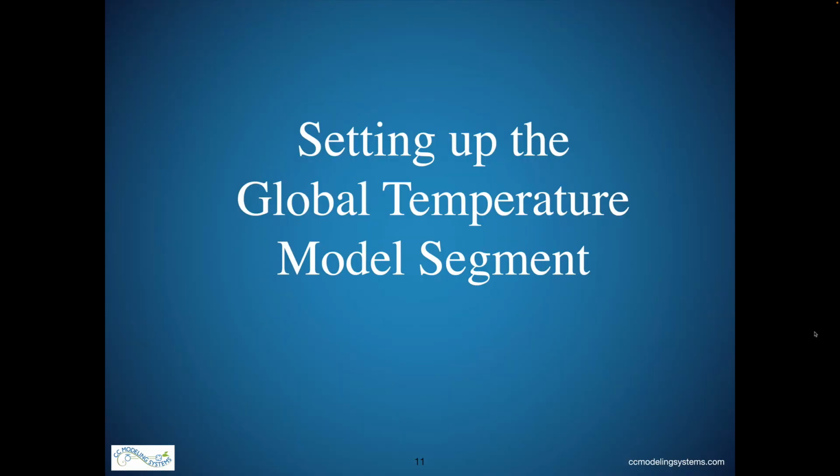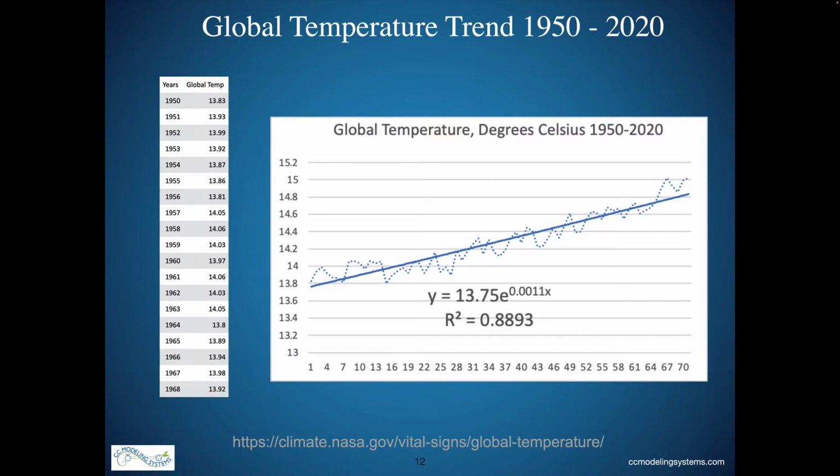There is a global temperature segment for this model. This segment uses NASA data. I took the data and selected an exponential trend line. The population is growing exponentially, and we will use per capita CO2 emissions to influence the change in global temperature. So the temperature should change exponentially due to CO2 emissions. I will use the 1950 global temperature, actually 13.8 instead of the 13.83 degrees Celsius. And I will use the net temperature change fraction from the trend line equation.